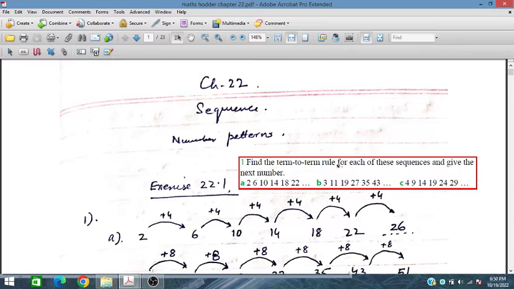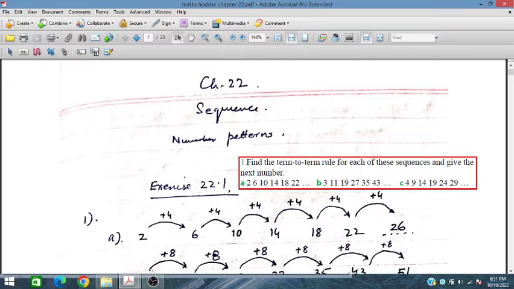Find the term-to-term rule for each of these sequences and give the next number. Suppose we have 2, 6, 10, 14, 18 and 22. These kinds of sequences are usually asked in IQ-level questions or artificial intelligence tests. So this is very simple, very basic level, and it will rise to a more difficult level in a later part of this chapter.